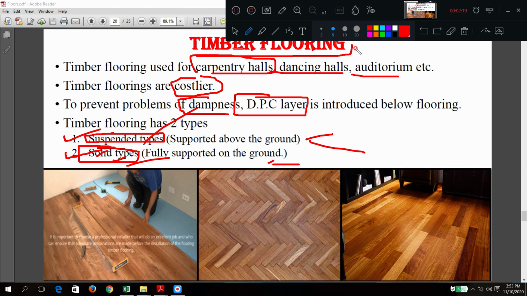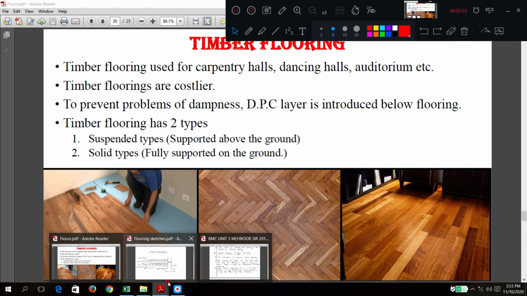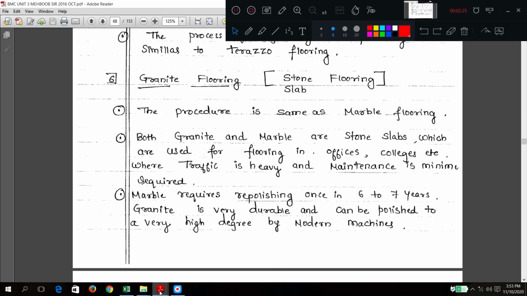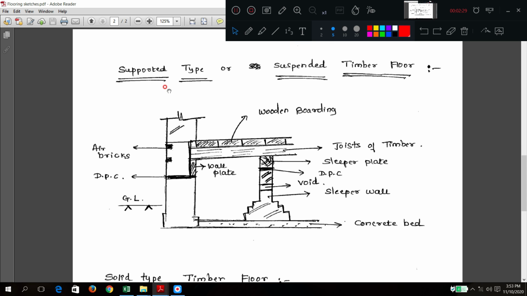Okay, so this is timber flooring. So we will see that diagram. Okay, so where is that? Okay, here you can come. This is a suspended type. This is called a suspended type.